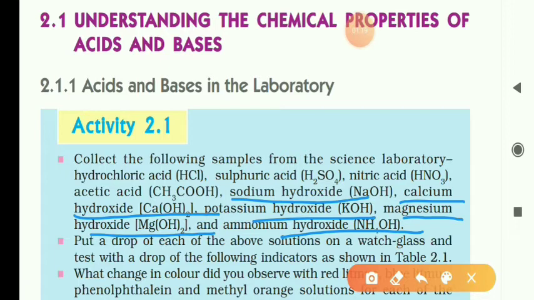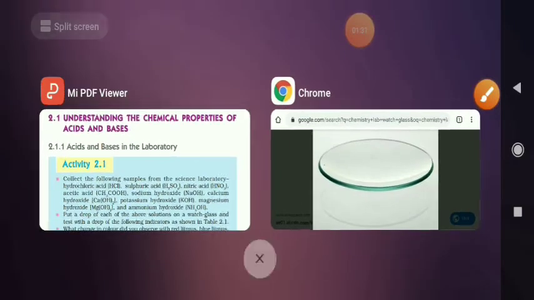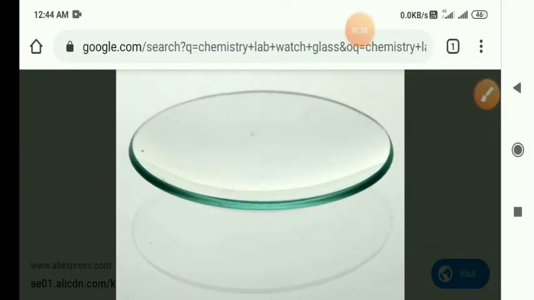Now what do you have to do next? Next, put a drop of each of the above solutions on a watch glass. So look at the watch glass. I will show you the watch glass now. See, this is the watch glass used in the laboratory.